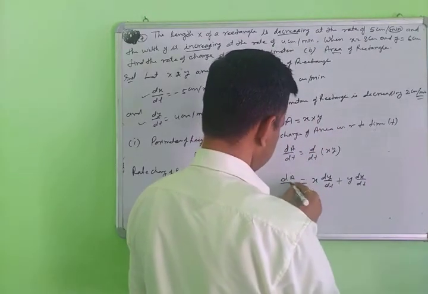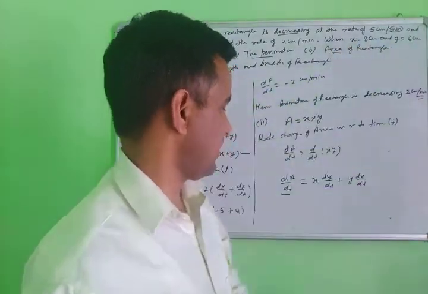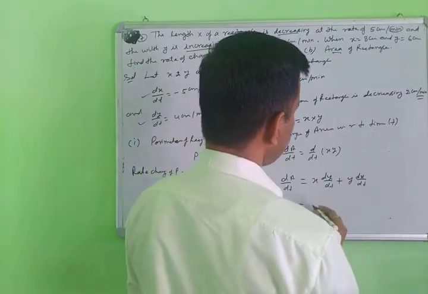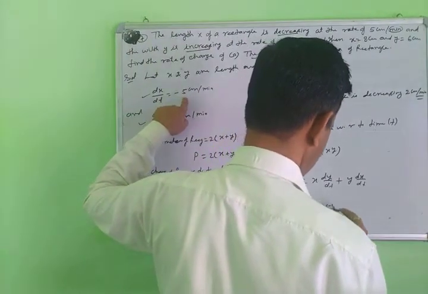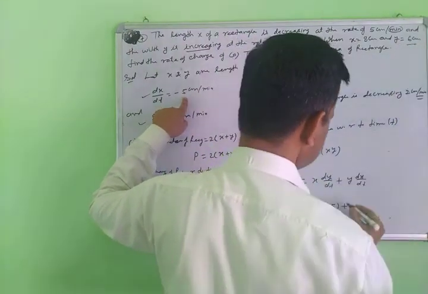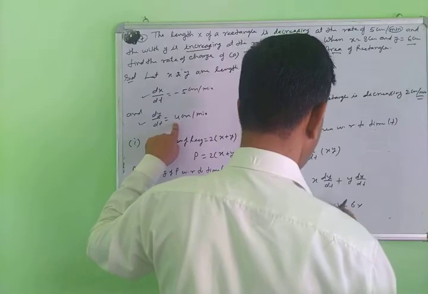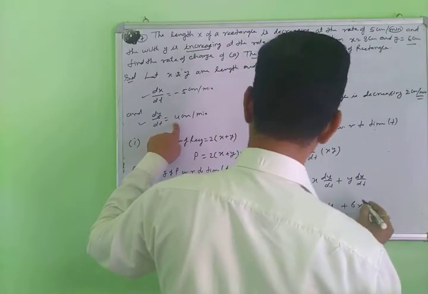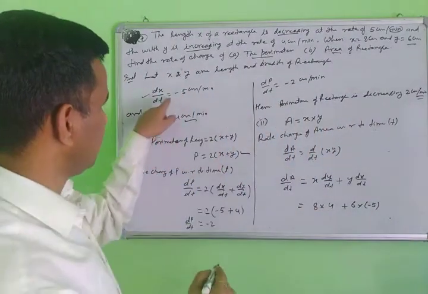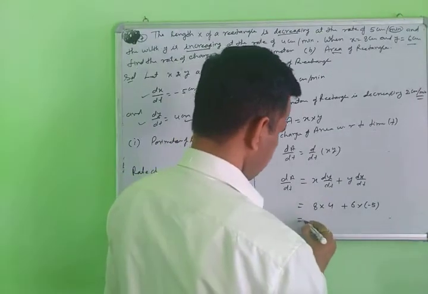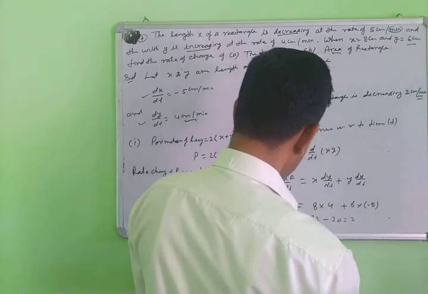This is dA over dt, and the value of x is given, the value of y is also given. Then putting the value of x as 8 and dy over dt as 4, plus the value of y as 6 and dx over dt as minus 5. dy over dt is given as 4 and dx over dt is minus 5. So 8 times 4 is 32 and 6 times 5 is 30. The answer comes 2 for dA over dt.